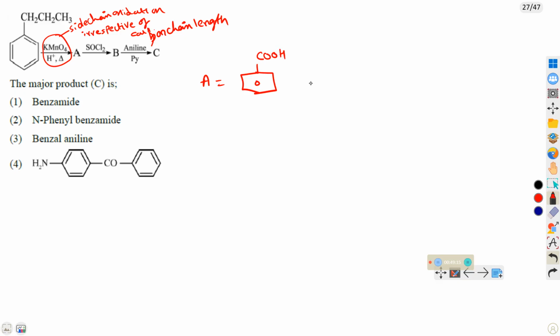Now carboxylic acid reacts with SOCl2. Then remove the OH group. In the place of OH substitute Cl. Then it gives COCl. Now COCl reacts with C6H5NH2.